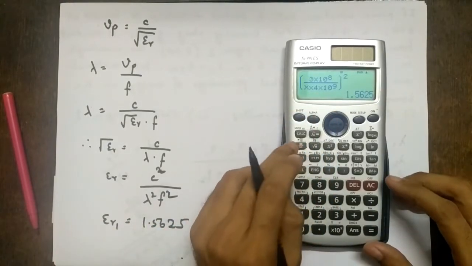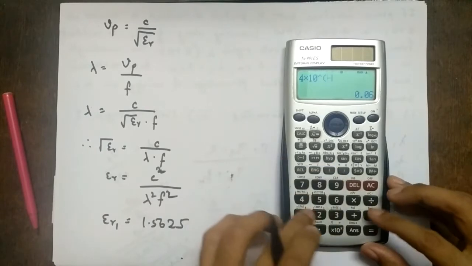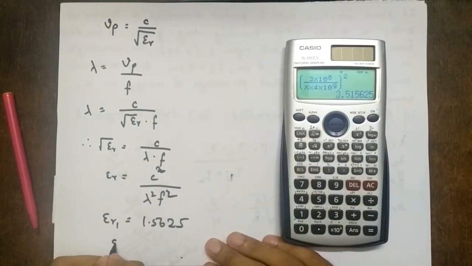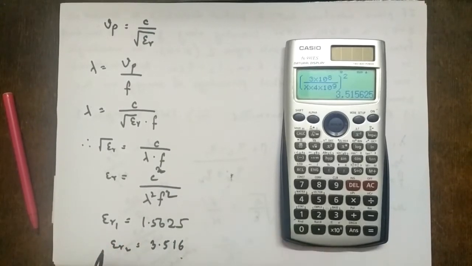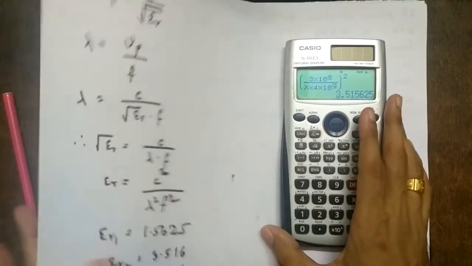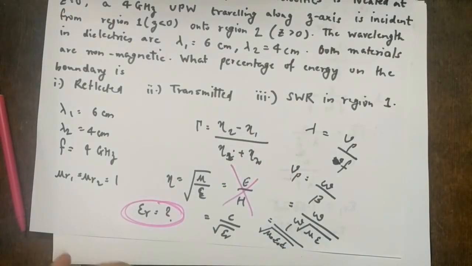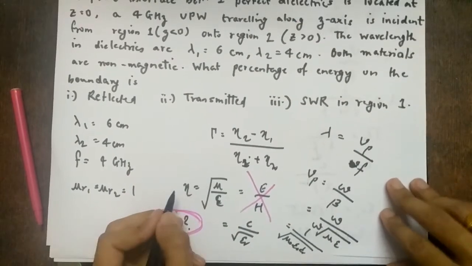Again you use the same thing, only x is changing. Now it is 4 centimeter, if you check the question, if you are not sure. So it comes out to be 3.516. Take at least 3 to 4 decimal places. Okay, so next, we have got epsilon r1 and epsilon r2. Why do we require that? So we can find eta 1 and eta 2.